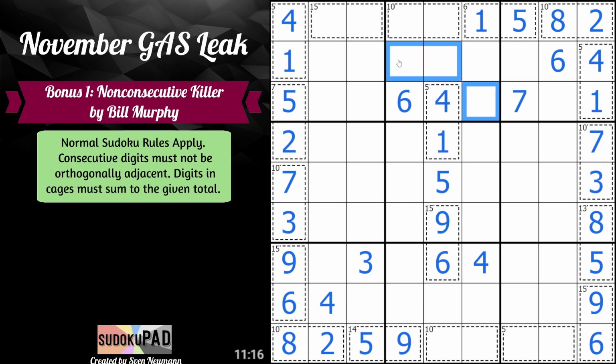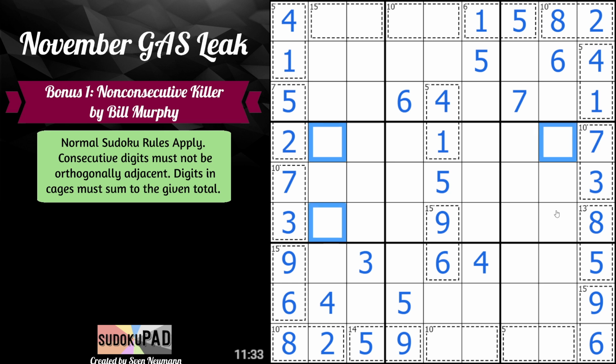5? Oh, 5. Where does our 5 go? Of course, 5 cannot go next to 6, 4. 5 must go here. 5 must go here. X-wing. Hmm. 7. 3, 7. That would be the digits that would really interact. Oh, no. Yeah, no.